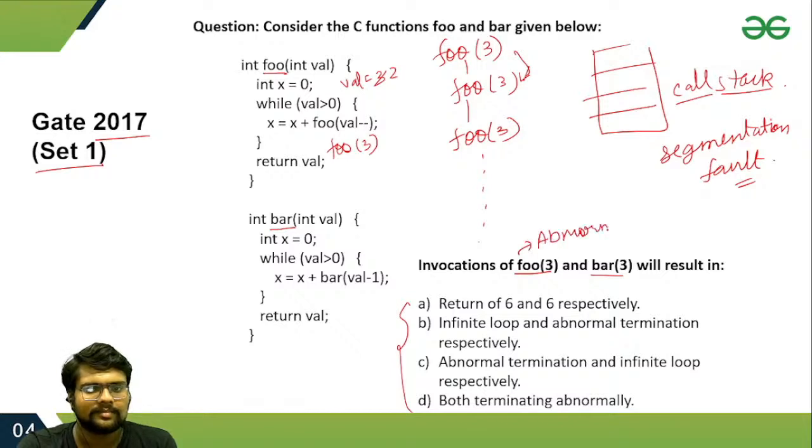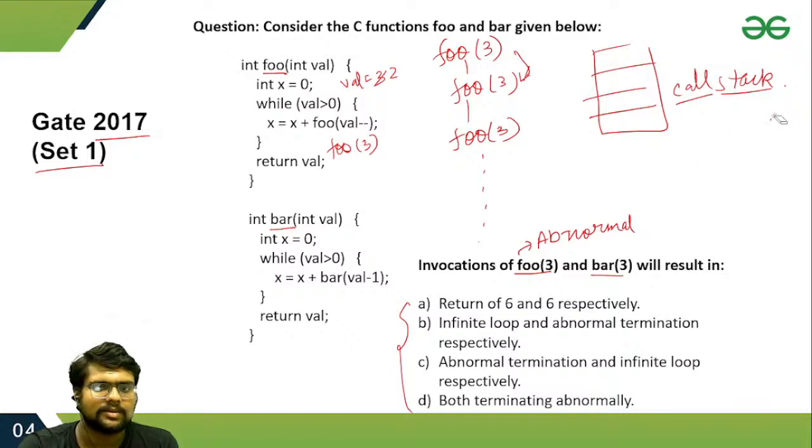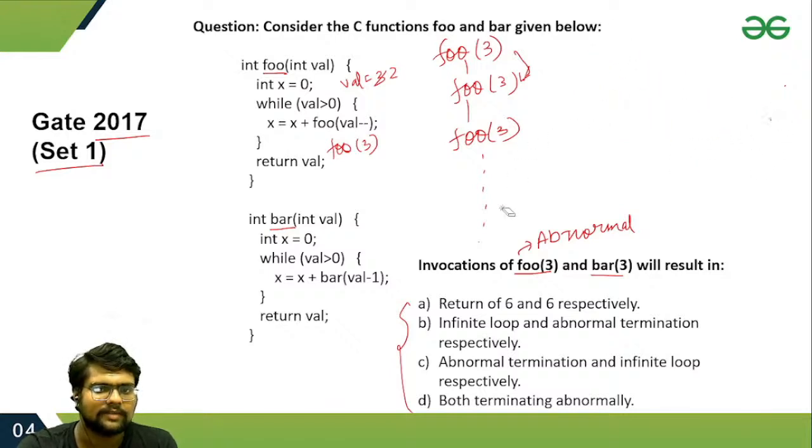So abnormal termination. Okay, so this is about the foo function. Let's now see what the bar function will do. So let me erase all this.